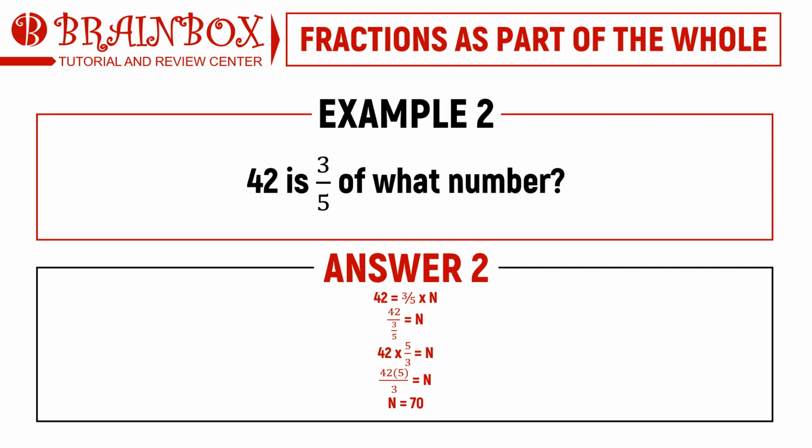We transpose 3/5 to isolate n. Thus, we get 42 divided by 3/5. Applying the rules on dividing fractions, we multiply 42 with the reciprocal of 3/5, which is 5/3. From here, we get 42 times 5 divided by 3 as the value of n. Thus, we get n equals 70.